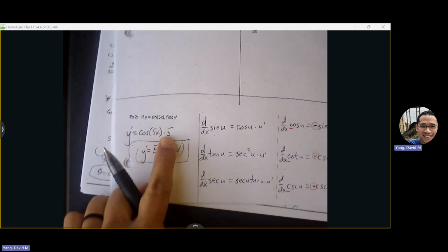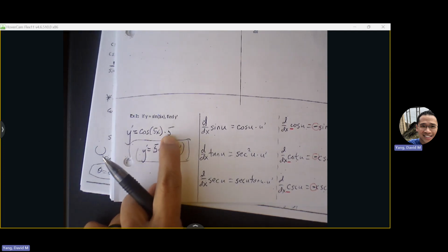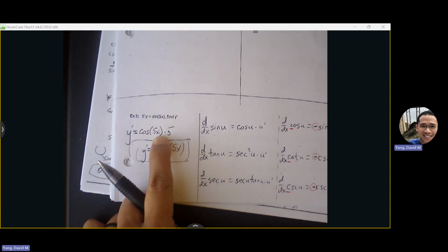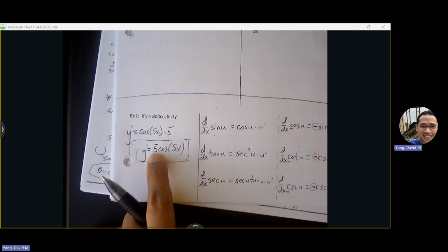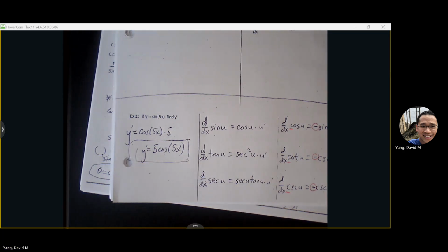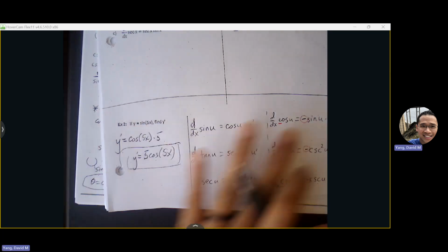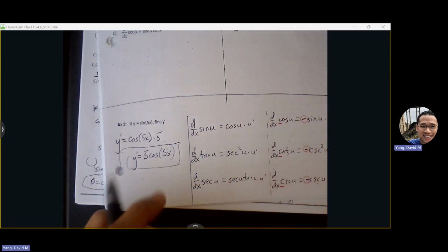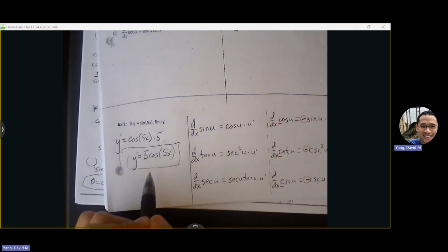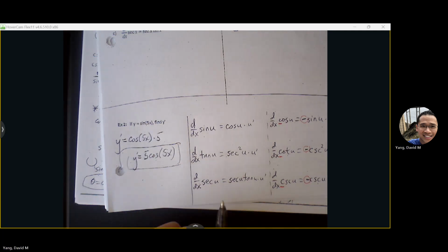Right. And then this 5 is not the same as this 5x, right? This is a coefficient, but the 5x is inside the cosine function. So we like to put the coefficient in front. So even though these are trig functions, the derivatives still serve the same purpose as before. It's just describing the slope behavior of the original graph. All right, next page.